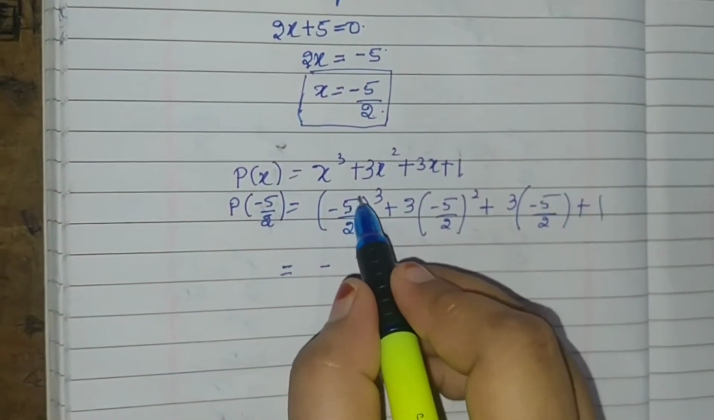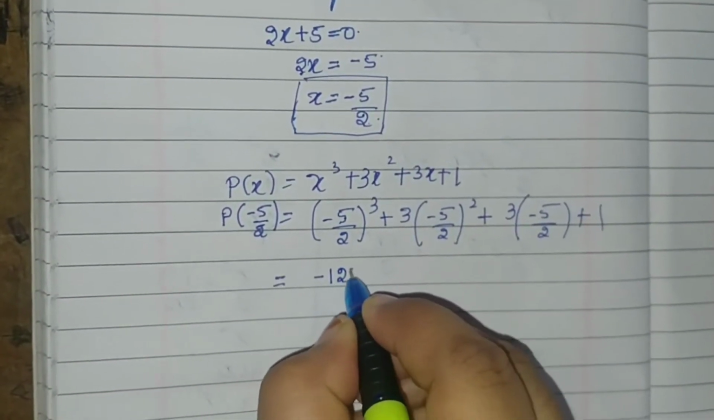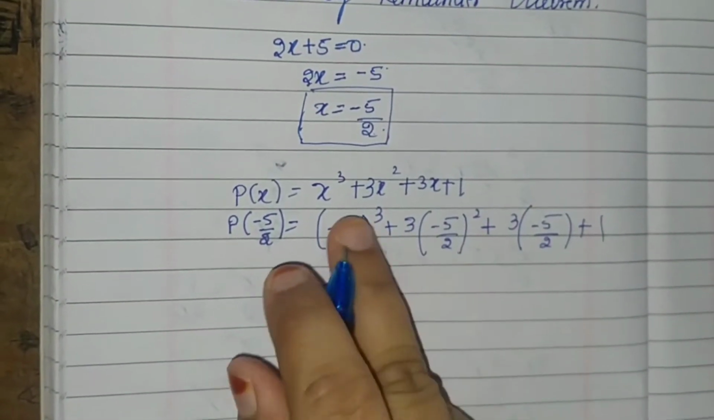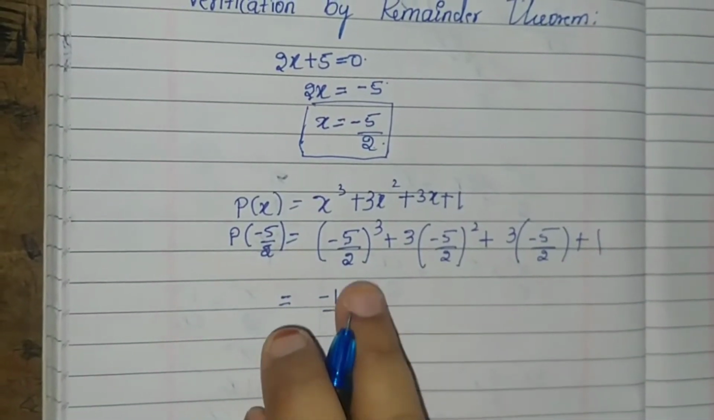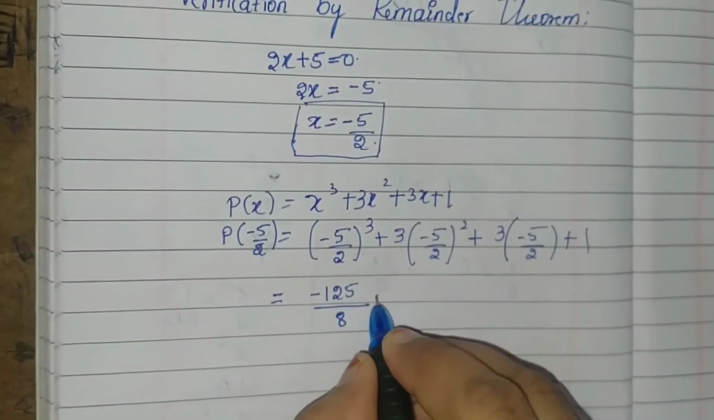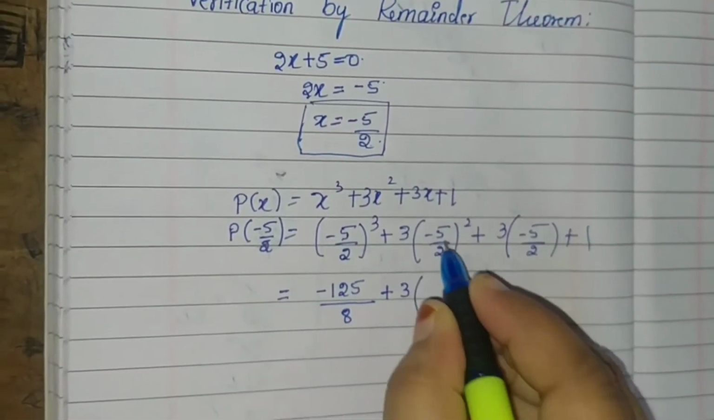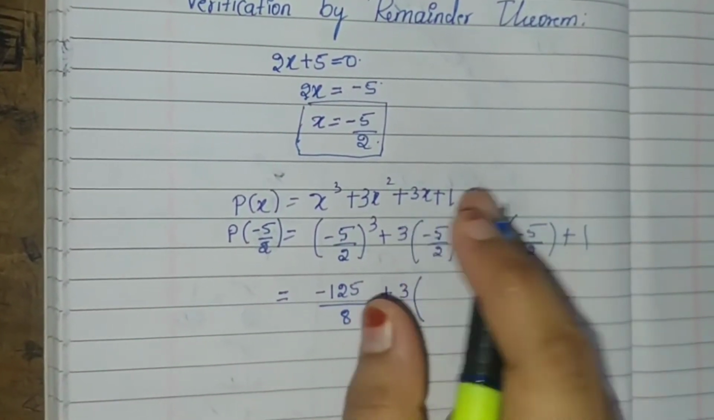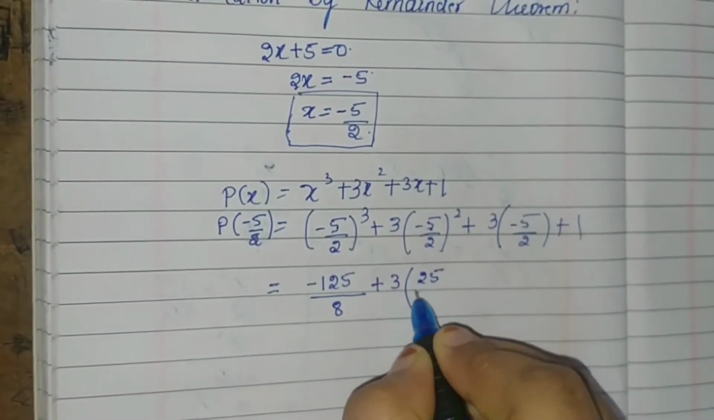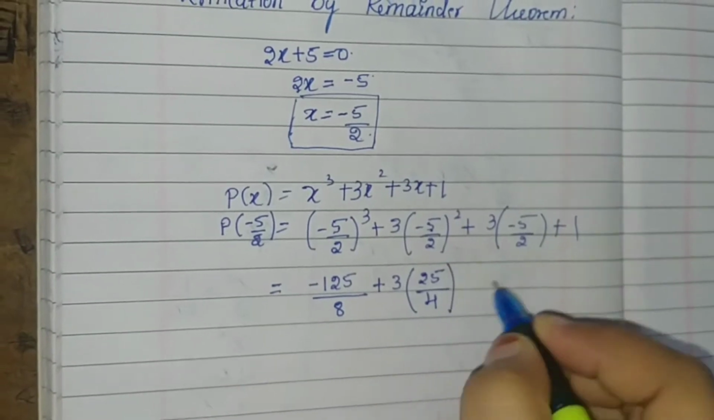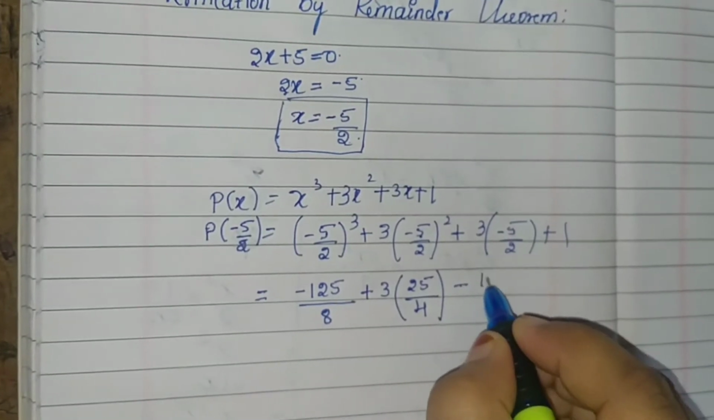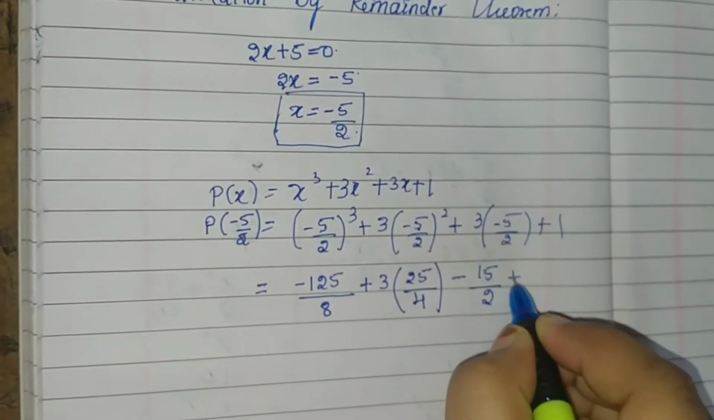Okay, 5 5s are 25, 25 5s are 125, divided by 2 2s are 4, 4 2s are 8. So you have to multiply this 5 three times, you are going to get 125. You have to multiply this 2 three times, you are going to get 8. Okay, plus 3 as it is. Now see here, minus 5 the whole square, minus into minus is always plus. Okay. So now 5 5s are 25, 2 2s are 4. Plus, so here you can see plus into minus is minus. 5 3s are 15 divided by 2 plus 1.